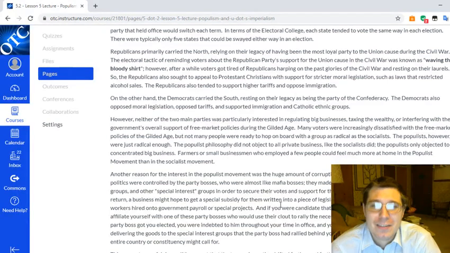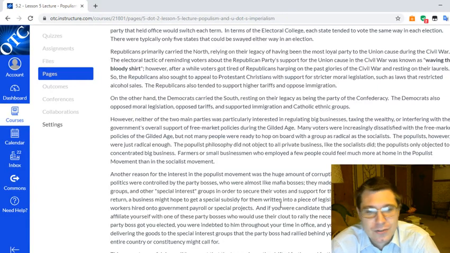So for that reason, farmers or small businessmen who employed a few people could feel much more at home in the populist movement than in the socialist movement, because the socialist movement would have labeled them as capitalists, maybe small-time capitalists, but still capitalists, and thus kind of the enemy or the opponent of wage workers.